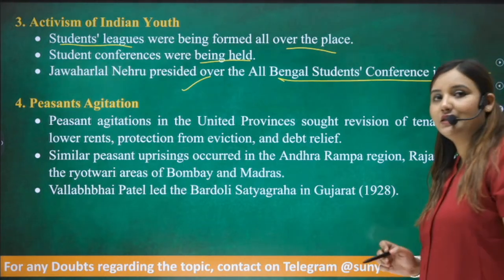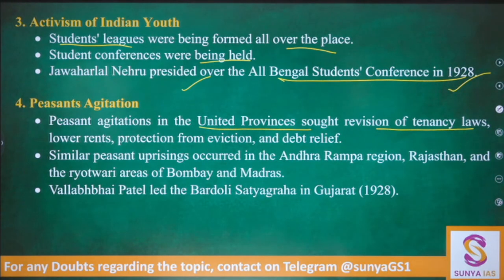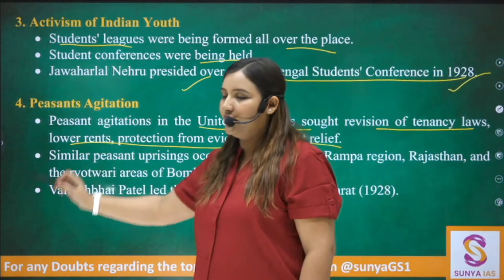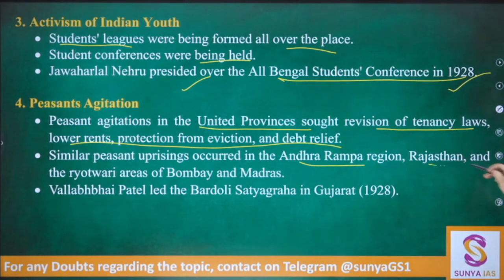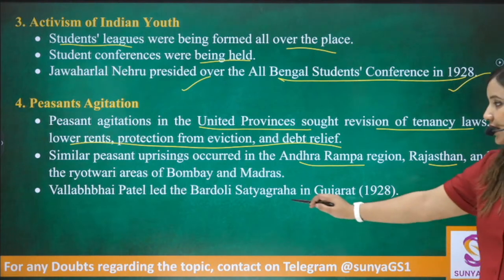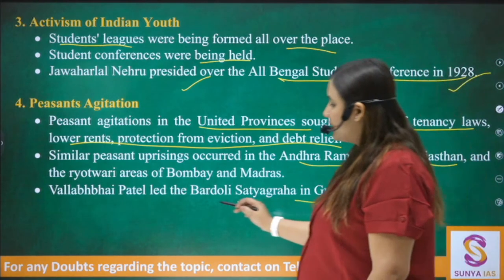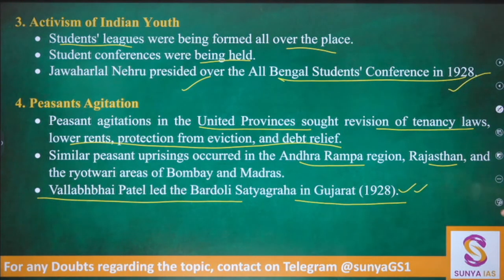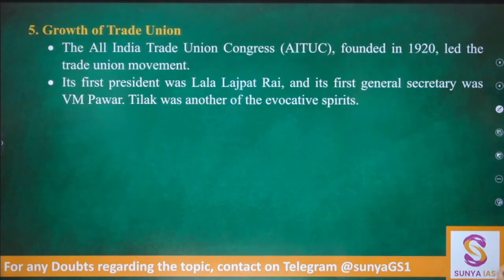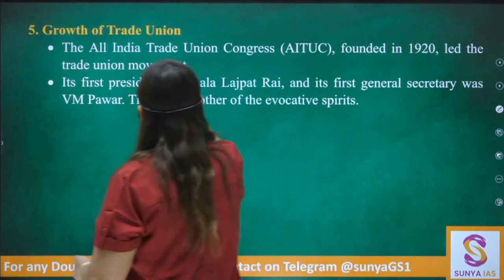If we talk about peasants' agitation, in the United Provinces they sought revision of tenancy laws, lower rents, protection from eviction, and debt relief. Similarly, peasant uprisings occurred in the Andhra Rampa region, Rajasthan, and the Ryotwari areas of Bombay and Madras. Vallabhbhai Patel led the Bardoli Satyagraha of Gujarat in 1928, which is a very, very famous Satyagraha. So basically, these peasants' agitations were going on. Already a lot of activism was there. Indian youth was there, and people started making their own organizations. Trade unions also got formed, so there was a growth of trade unions as well.